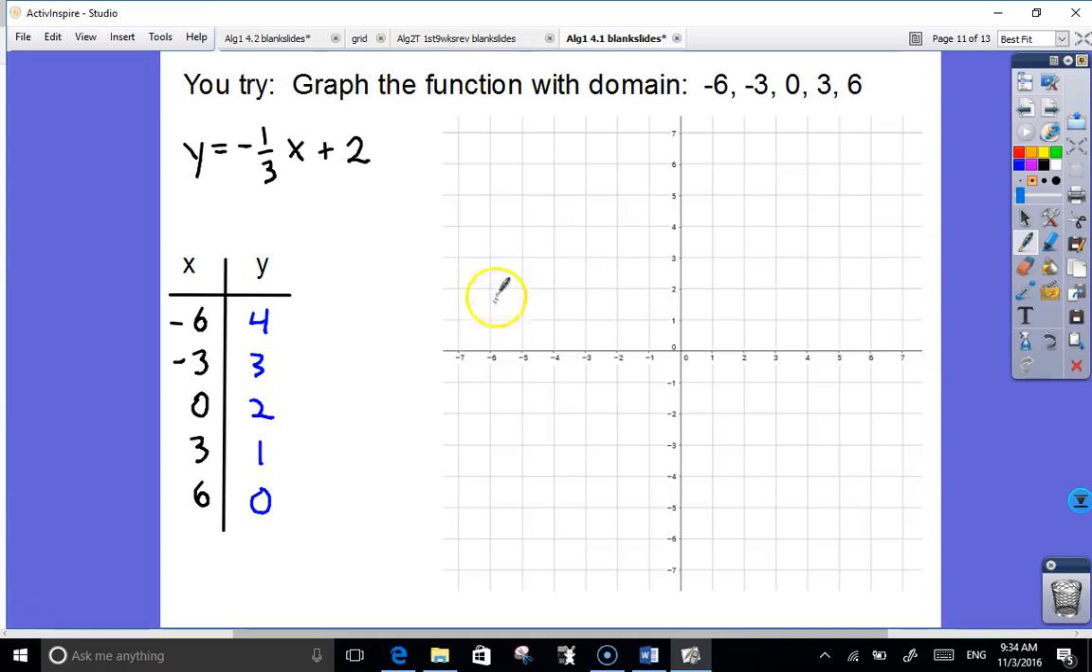-6, +4. Can't read this very well. I think it's right there. -3, it's like this. So again, the x values are the domain, the y values are the range. And it's just those points.